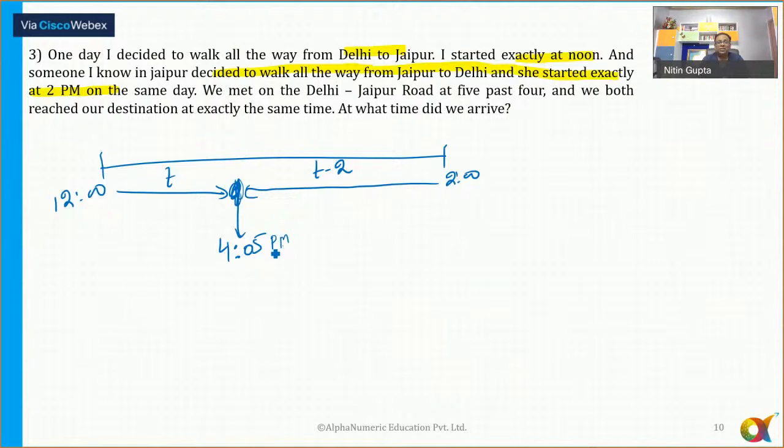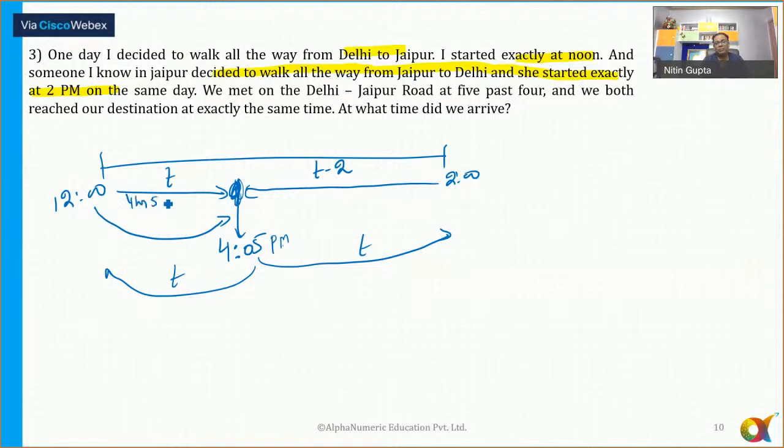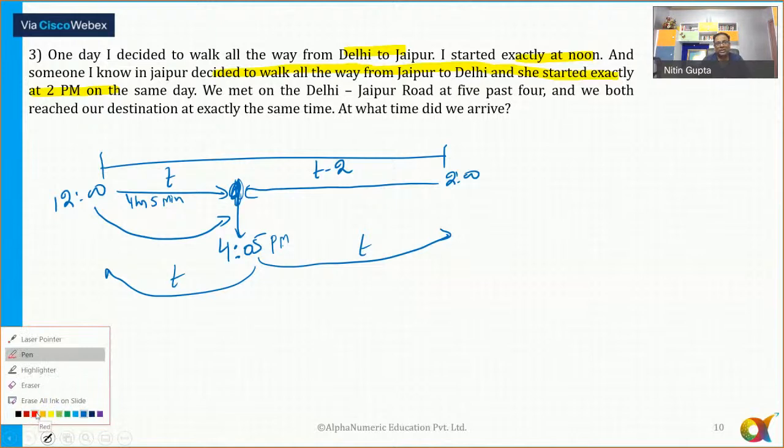And then we both reach our destination at exactly the same time. So after this, they are taking the same time. He's also taking time T, and both of them are taking time T. And what time did we arrive? After meeting, the first thing we can calculate: 12 to 4:05 is 4 hours and 5 minutes. So this person is taking 4 hours and 5 minutes, which is 4 into 60, that is 240. So he's taking 245 minutes.